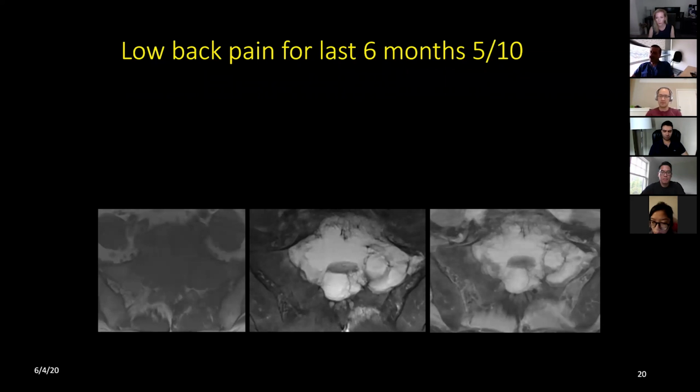So radiation does help with pain. We all know that, but it takes a little bit of time. And we said that he's in so much pain that we will start off with ablation and cementation, and then the patient would go to SBRT.